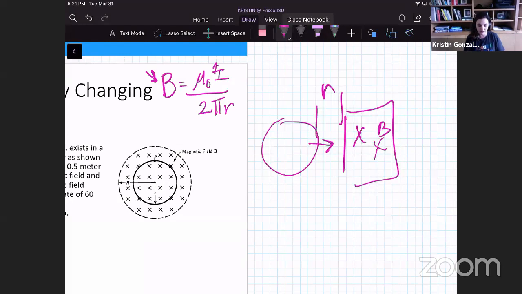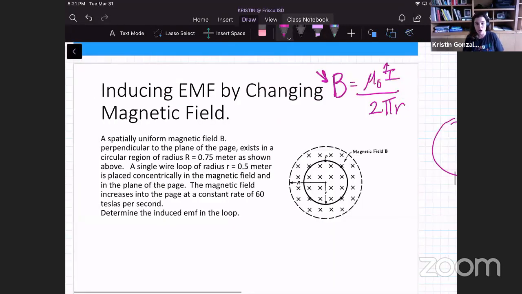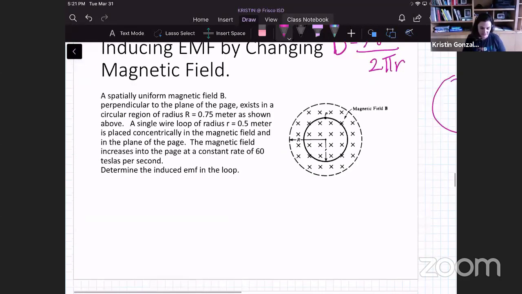So we're kind of referencing back to that equation on how we know what's happening to that magnetic field. All right, so if we look at this example here, I have a spatially uniform magnetic field B. It is perpendicular to the plane of the page and exists in a circular region of radius r, 0.75 meters. So that is the whole entire magnetic field, that 0.75 meters.